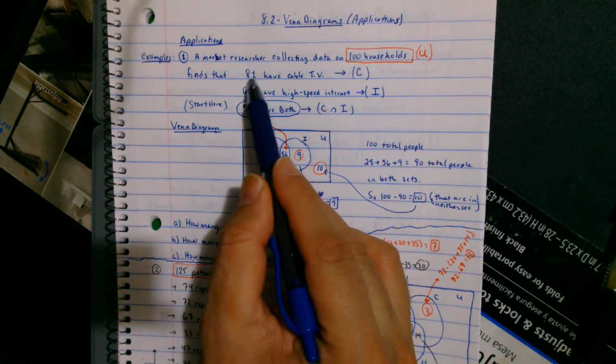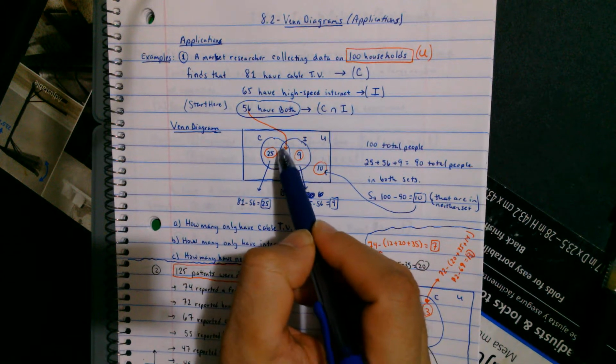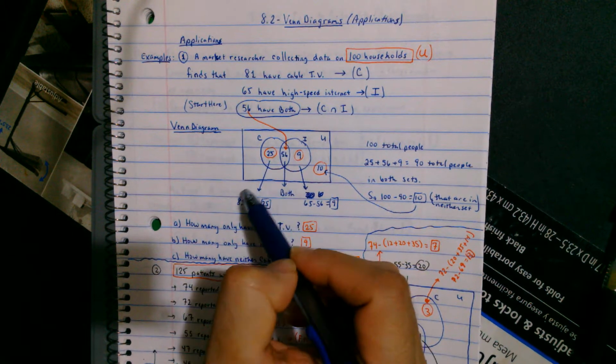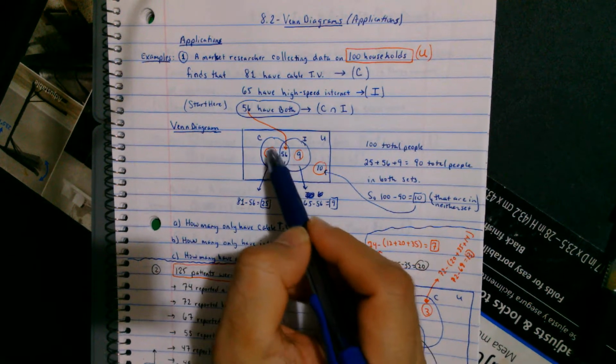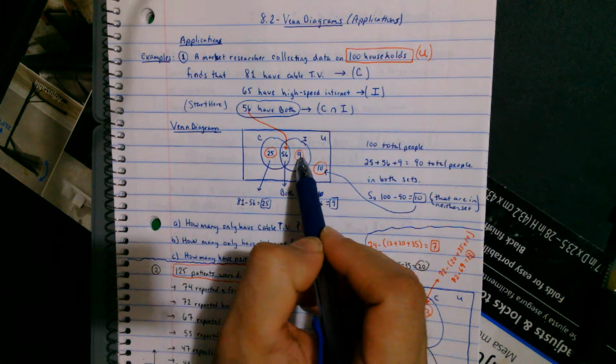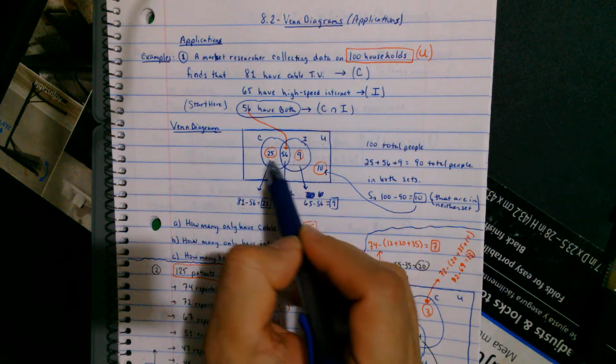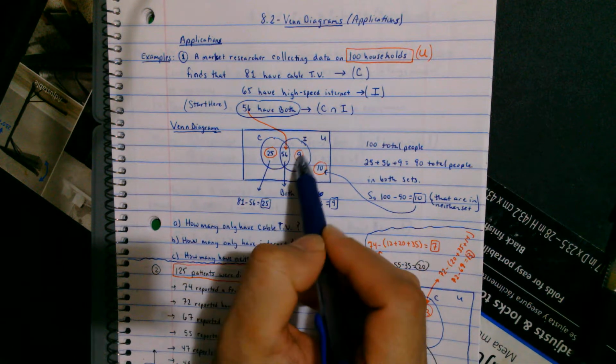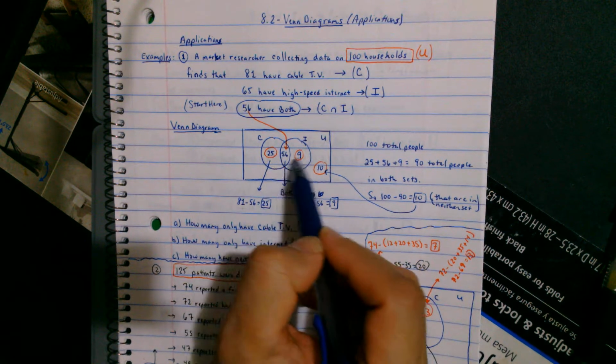In this circle, that's the number of people that have cable. Well, 81 total people have cable. 56 of them belong in this part of the circle. So 81 minus 56 gives us the 25 that are here. So if we take 25 plus 56 plus 9, you get 90 people total that belong in these two sets, in their union. It's the union of those two sets.